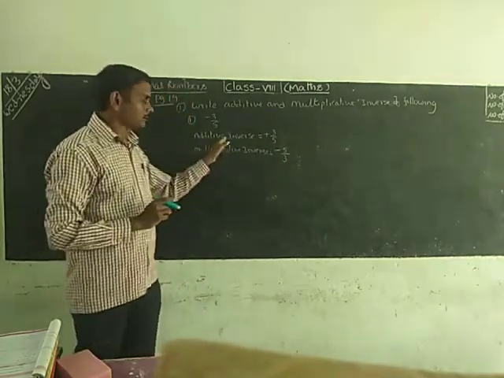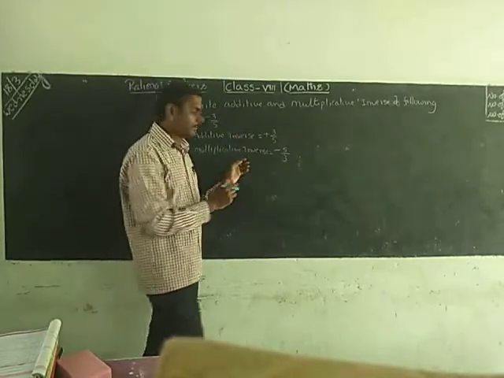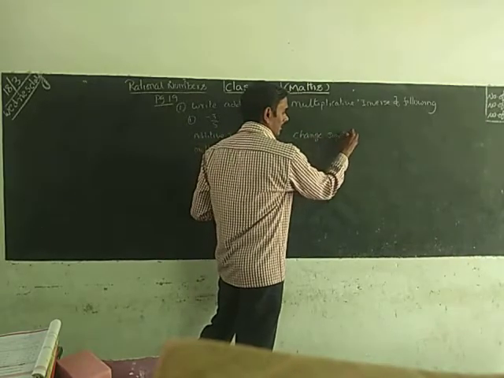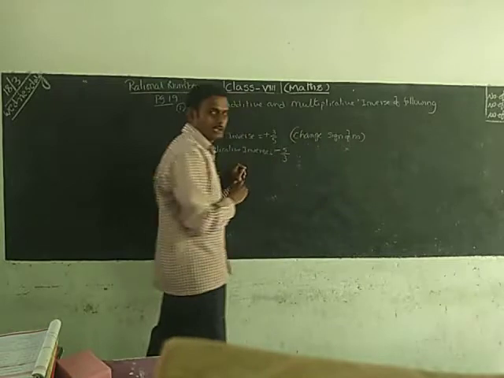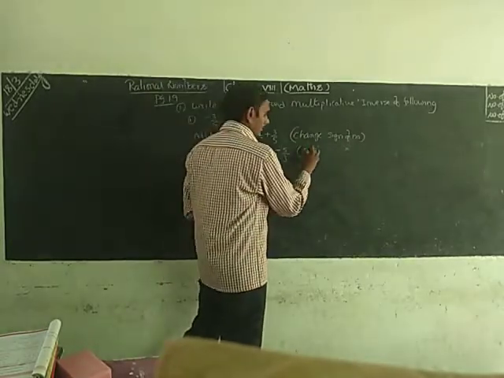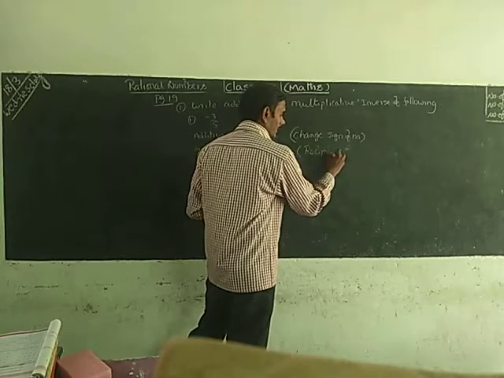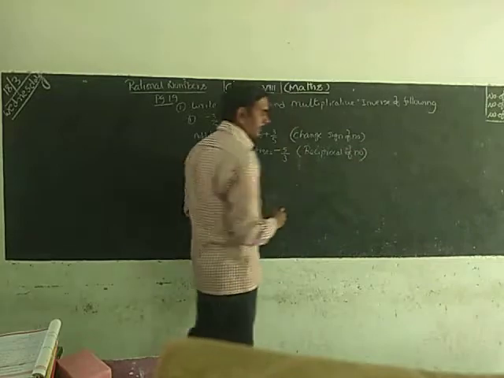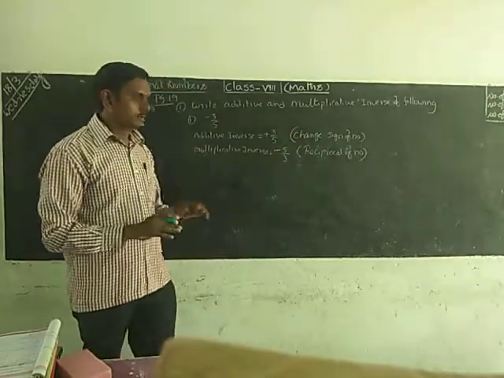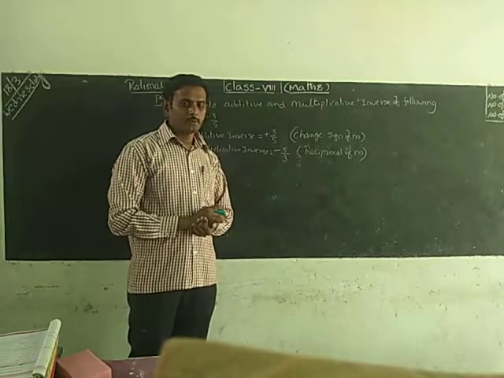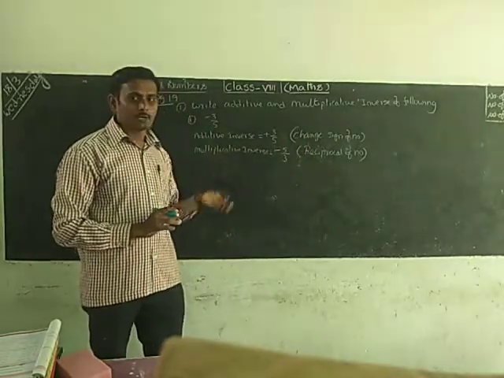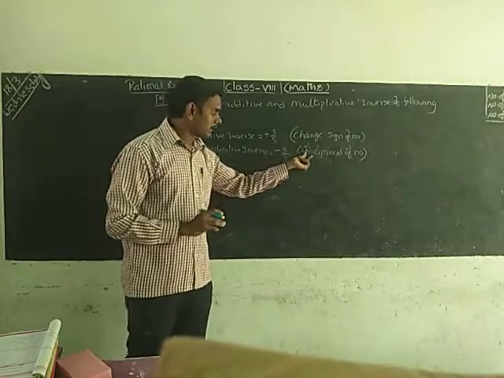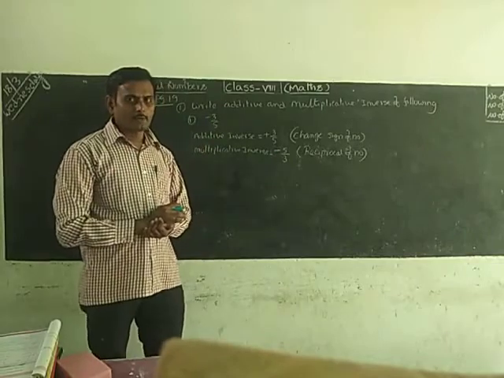Additive inverse means change the sign of the number. Multiplicative inverse means the reciprocal of the number. Okay, these two points you have to remember. This was also given once for an 8 marks question. So remember, changing the sign of the number is called the additive inverse, and taking the reciprocal of the number is called the multiplicative inverse.